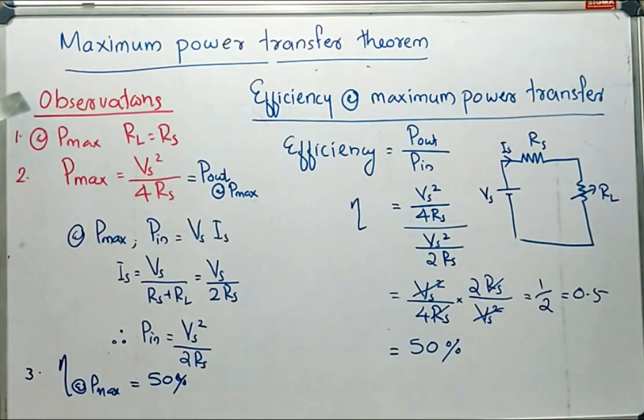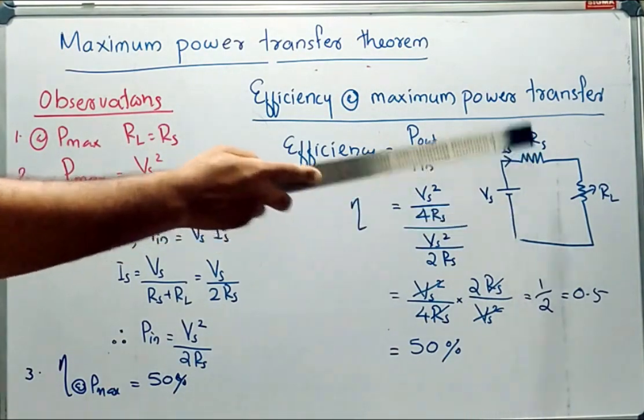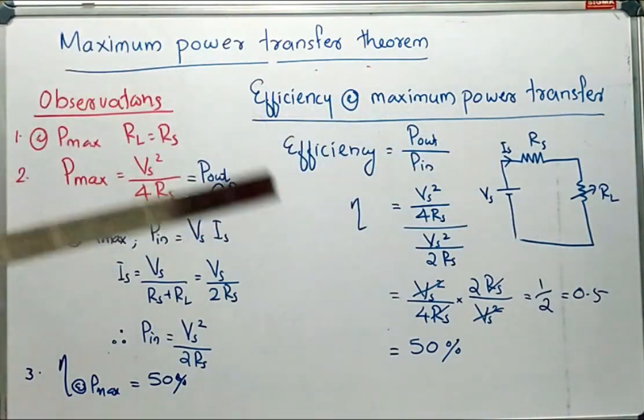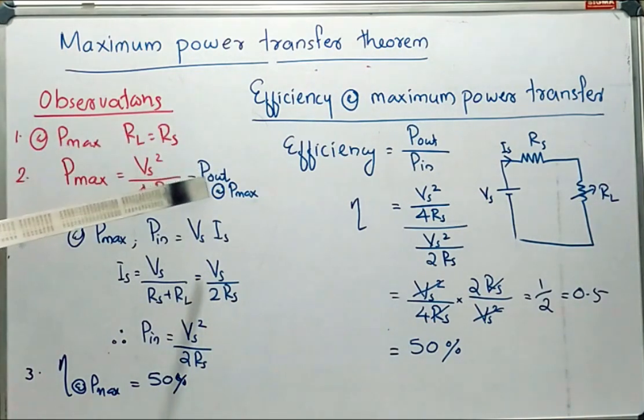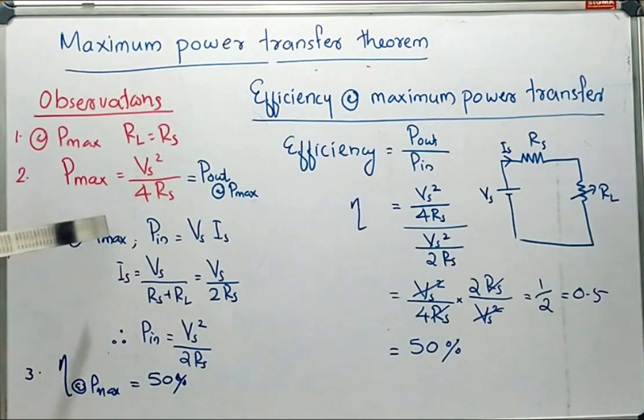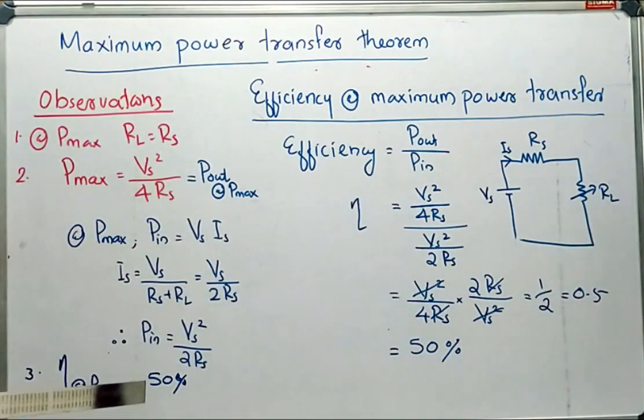So concluding, the observations obtained from this DC network are: first, for maximum power transfer, the condition is load resistance equal to source resistance. Under that condition, maximum power is equal to Vs square divided by 4Rs, which is equal to the output power under that maximum power transfer condition. And under maximum power transfer condition, input power is equal to Vs square divided by 2Rs, and efficiency at Pmax in this DC circuit is only 50%.